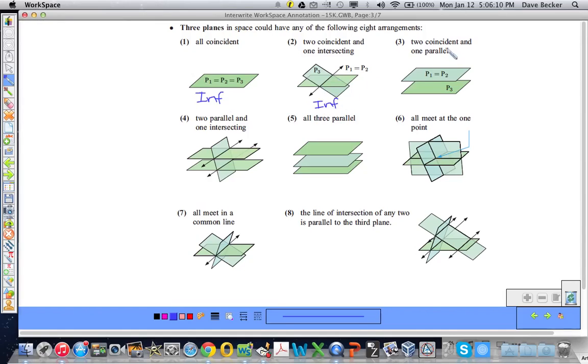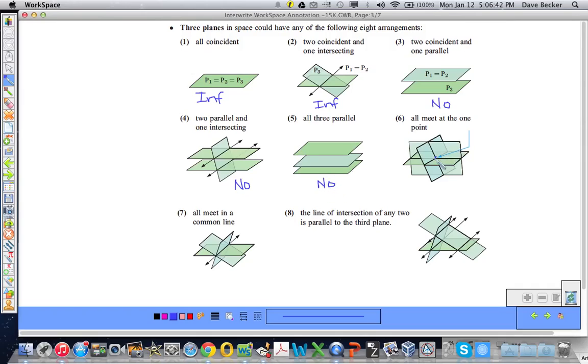We could have two coincident and one parallel. So while we have two planes that intersect, the third one is not in the party, so this would be no solutions. Here, two parallel, this parallel to this, and one intersecting. And while it seems like they all have intersection, they never have the same intersection, and nothing in common, all three of them anyway, so there would be no solutions. Three parallel, clearly no solutions.